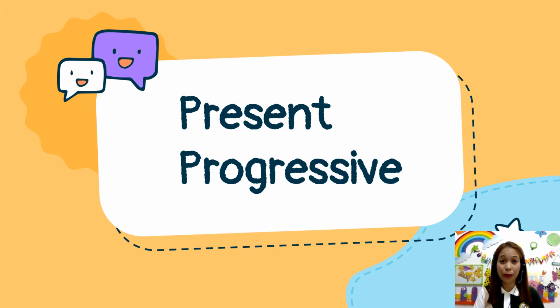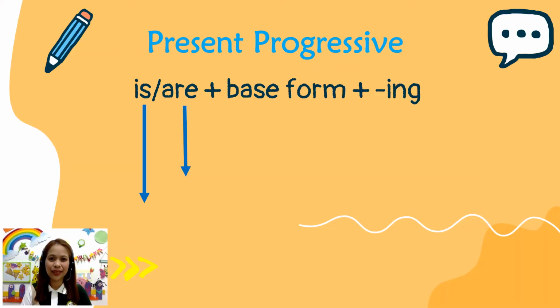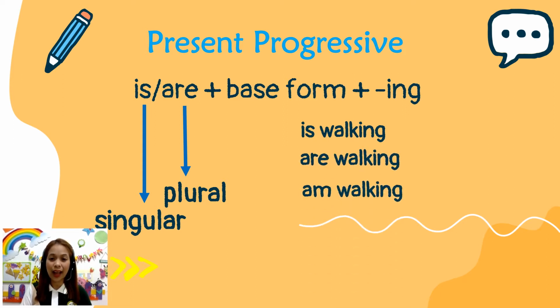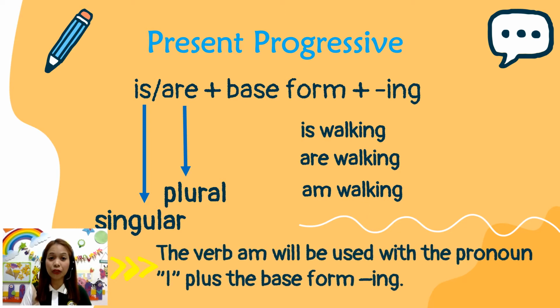Let's learn more about present progressive. Present progressive is formed by following these rules. Use is if the subject is in singular form, and for plural form use are, plus the base form or ing form of the verb. Example: is walking, are walking, am walking. Do not forget that the verb am will be used with the pronoun I plus the base form ing of the verb. Alright?